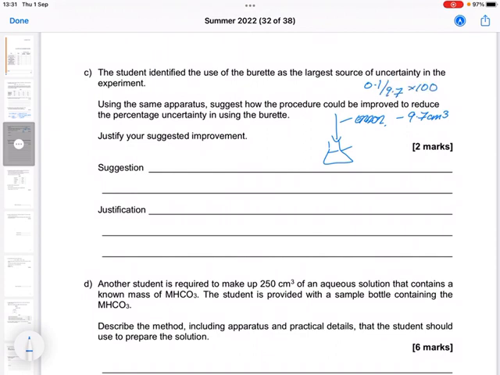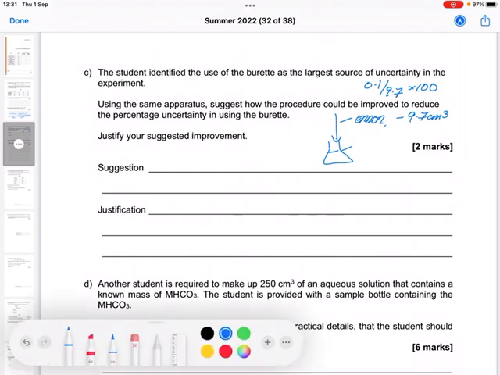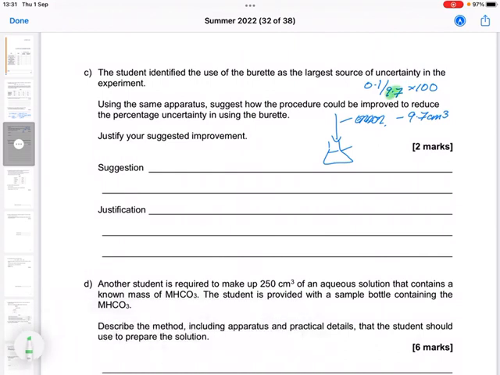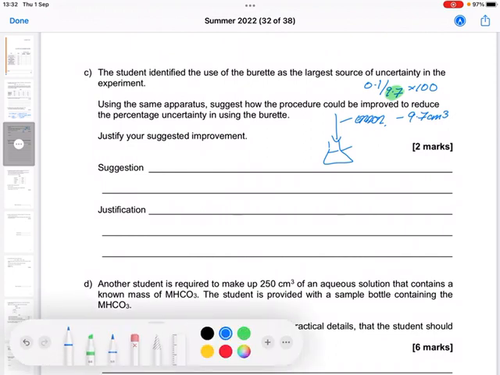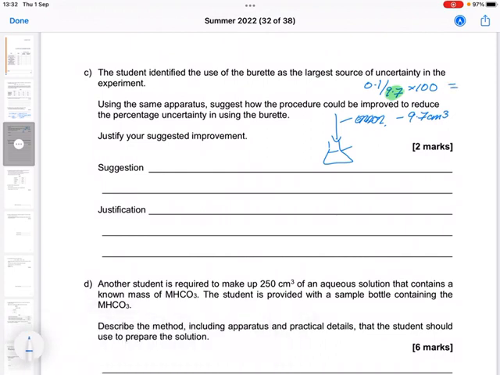The only way that I can kind of make that percentage error smaller is by increasing this. If I increase the number on the bottom, then what I end up doing is reducing the overall value, the value of the percentage error that I would work out over here. And there's 2 ways I can do that.